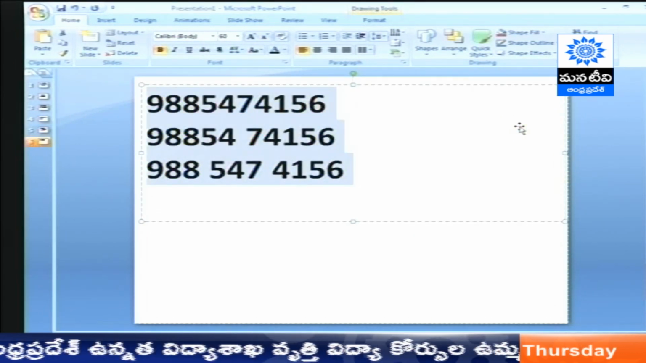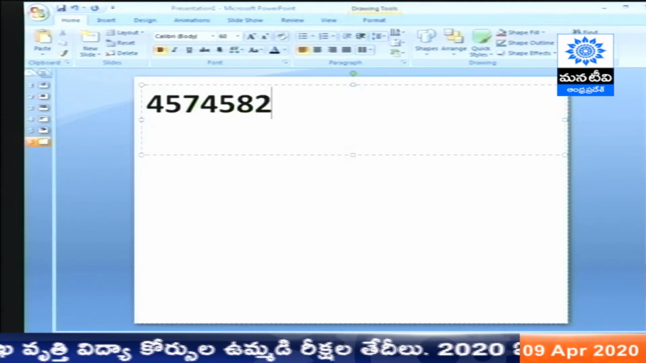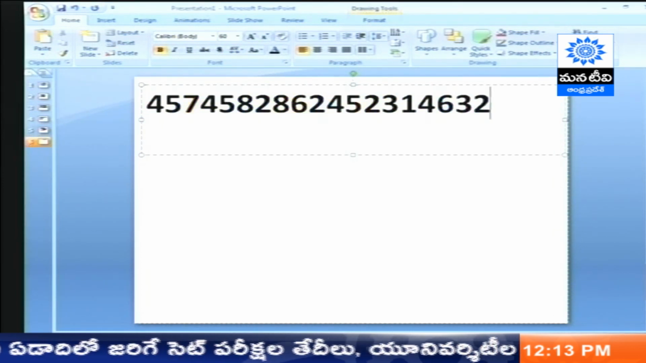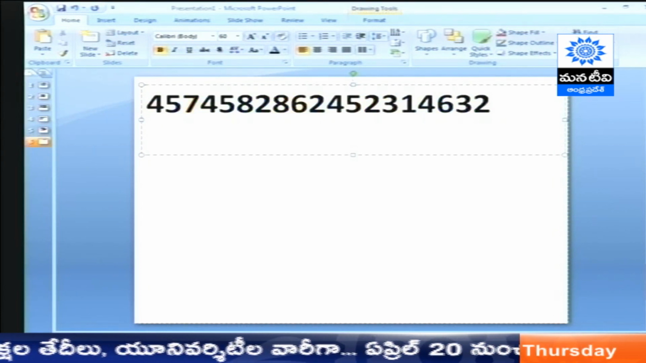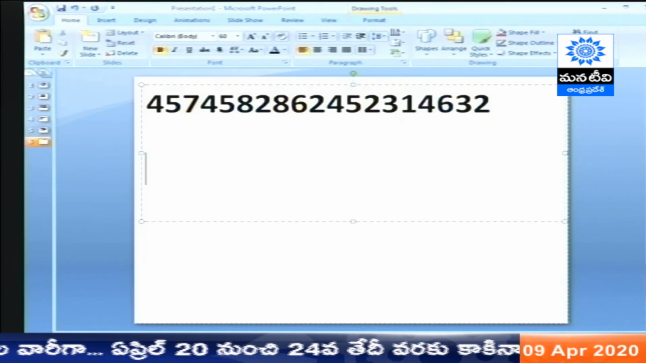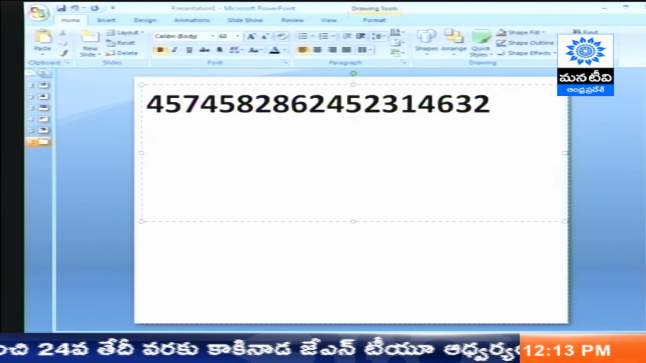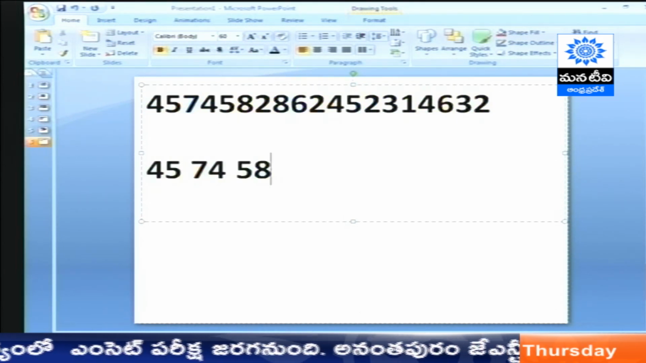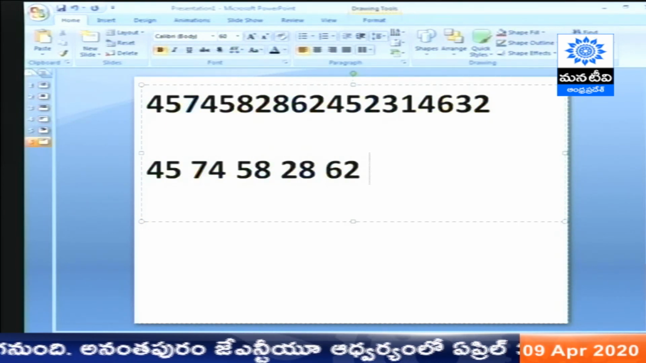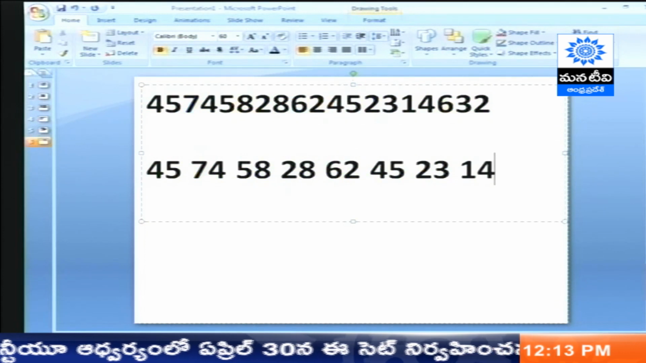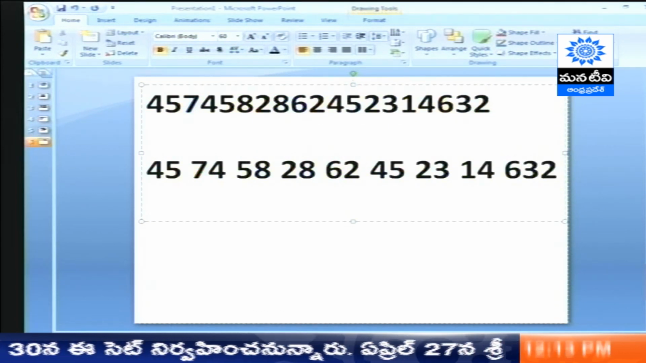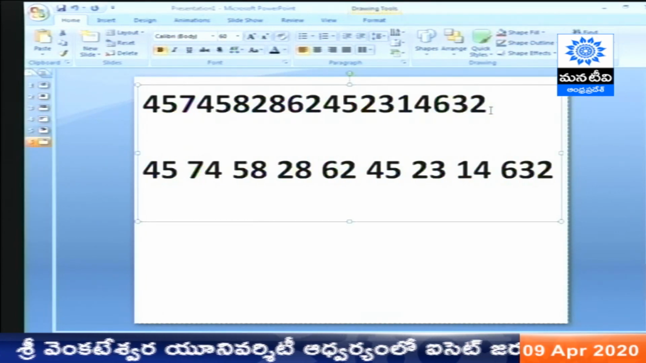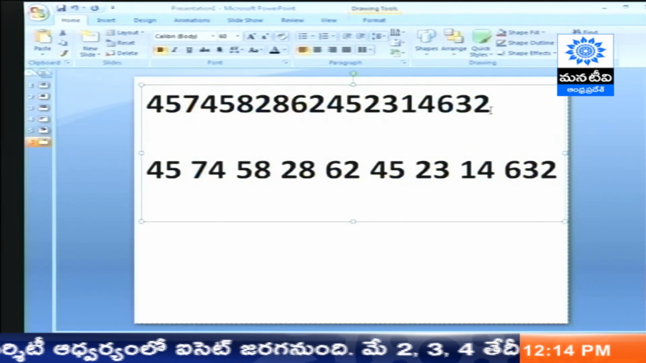For example, if I'm giving a bank account number, okay, I'm just typing random numbers. When you have such a long string of information, the better way to give that number is in terms of pairs, in terms of twos. My bank account number is 45745828624523146332. Now don't again break it into 6, 3 and 2. You can just combine the last 3 if you have an odd number there.